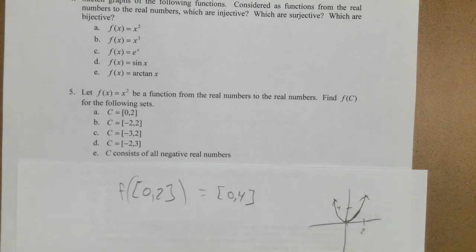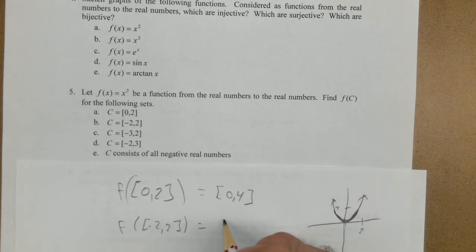So this is 4 up here. If I take minus 2 to 2, and I go both ways, but I ask what are the y values that I get, I don't get any extra y values because x squared is even, you get the same stuff. So that's 0 to 4 closed still.